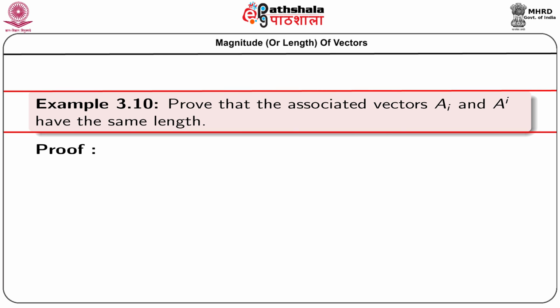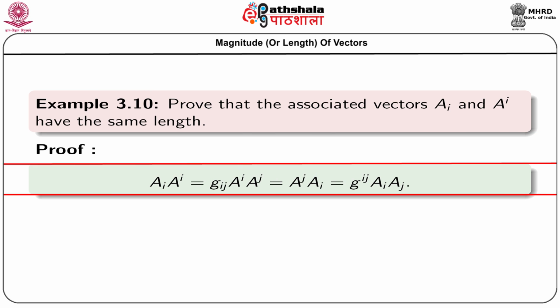Now, let us see that the associated vectors for a Riemannian space A_i and A^i have the same length. We have just learnt about the associated vectors in the earlier module, and here we shall see that the associated vectors have the same length.